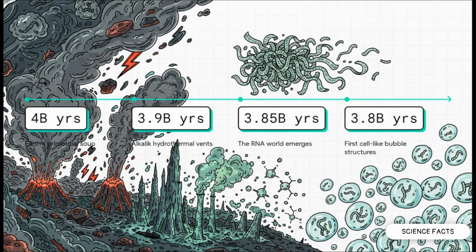This extreme energy and crazy chemistry gave rise to the RNA world around 3.85 billion years ago, which is where the first self-replicating molecules emerged. Finally, by about 3.8 billion years ago, those molecules became enclosed in the very first cell-like bubble structures, and that right there is the dawn of biology.